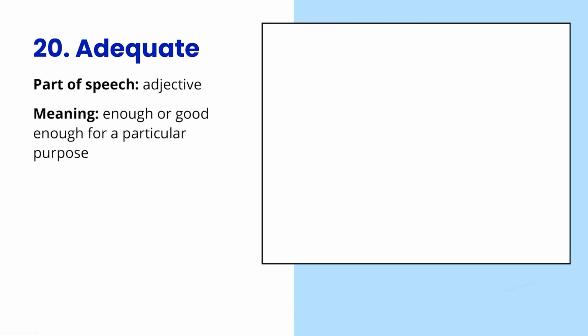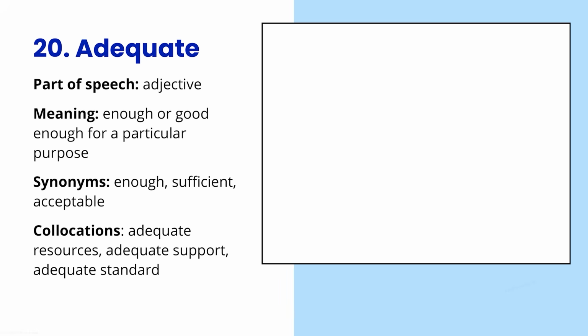Moving on to 20, which is adequate. Adequate is an adjective, and it means enough or good enough for a particular purpose. Synonyms: enough, sufficient, or acceptable. Collocations: adequate resources, so enough resources. Adequate support, enough support. Adequate standard, good enough.